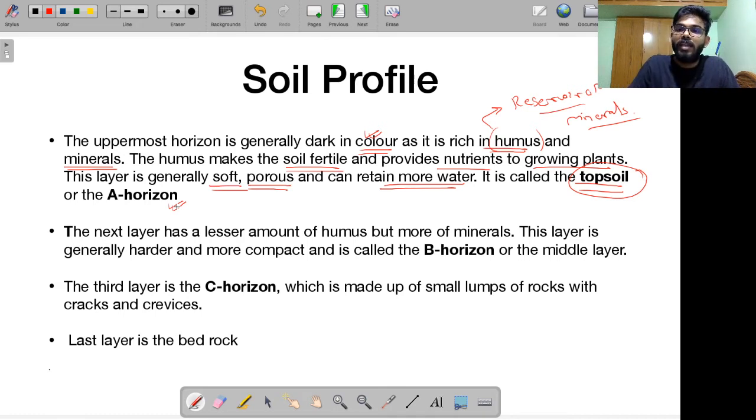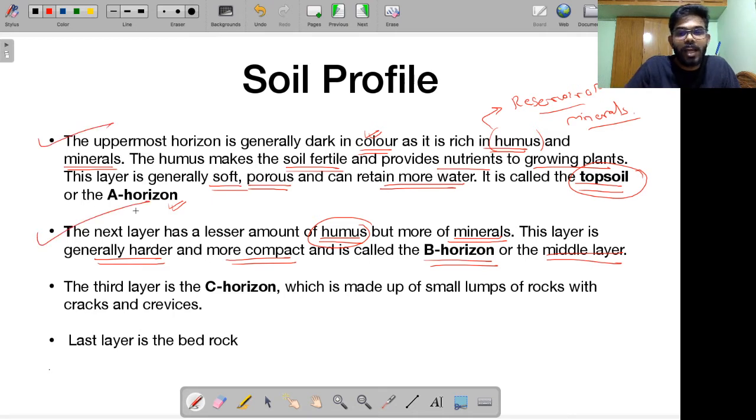Then below the A horizon, obviously you will have the B horizon. This next layer has a lesser amount of humus, right? If you look at the content of humus, humus is significantly reduced. But remember, in this area you have more minerals. This layer is generally harder and more compact. It is called the B horizon. Sometimes it is also referred to as the middle layer. Topsoil, then you have the middle layer.